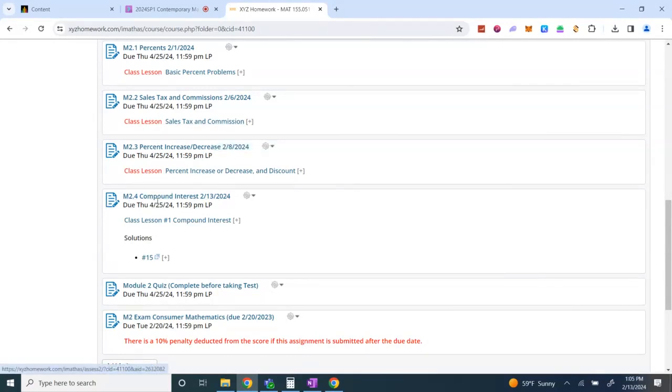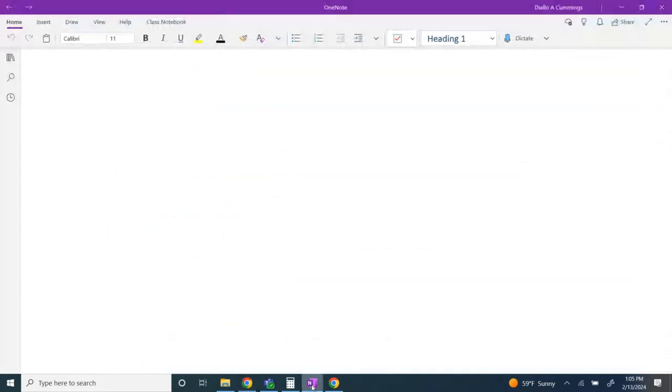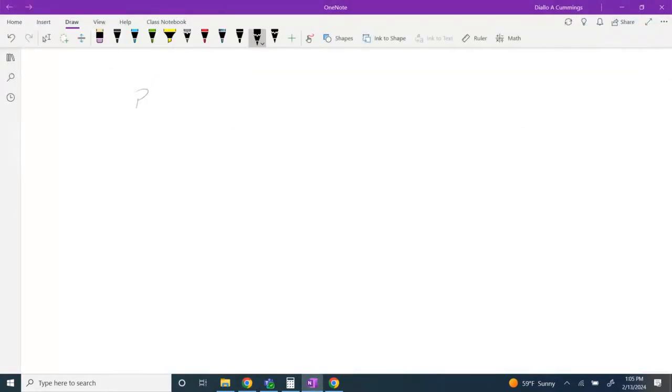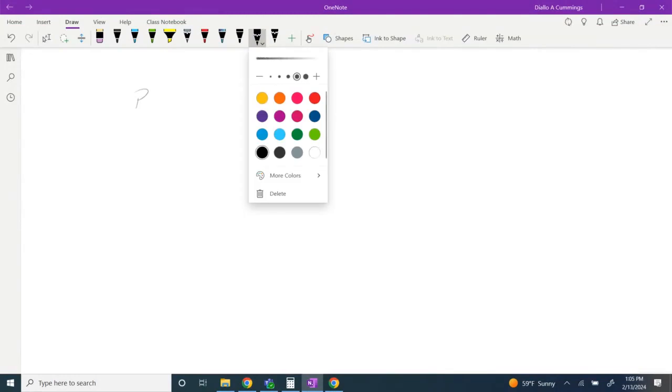And also, the last section in Module 2 deals with compound interest, but there's actually two types of interest that we're taking a look at in the last section. One is called simple interest and the other is called compound interest. Okay, so we're going to get started with percent increase and percent decrease. And there is a formula for the percent increase or the percent decrease.